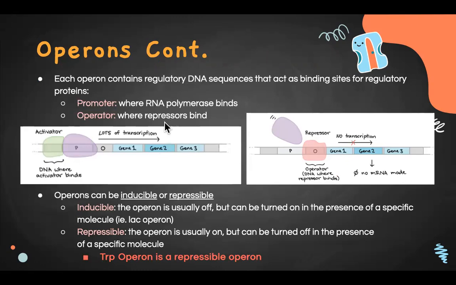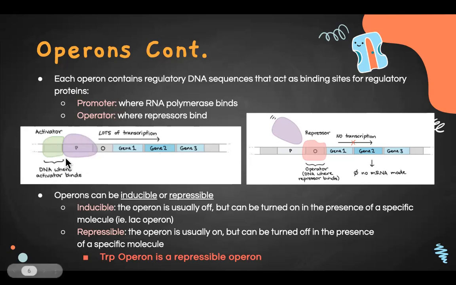Okay. So for operons, to continue on that, each operon contains regulatory DNA sequences that act as binding sites for regulatory proteins. So every operon is going to have a promoter and an operator. Sometimes people get confused between an operon and an operator. An operon is like the umbrella term for the entire system that's going on. An operator is part of an operon. The operator is where the repressors bind, whereas the promoter, like I said before, is where the RNA polymerase binds.